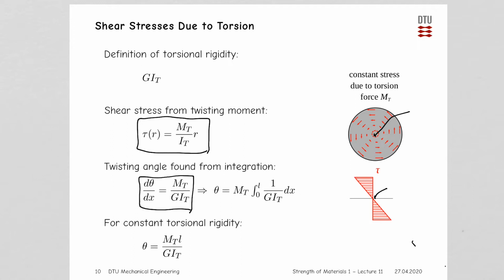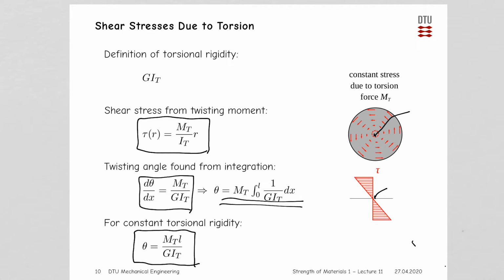This is the general formula that we get here, but often, of course, we have a homogeneous material, so we'll have a homogeneous torsional rigidity. That means we can simplify the integral a lot, and we get this very simple formula for predicting the twisting angle theta. When we apply a certain moment, mt, we have a certain length of our rod, L, and then we have a certain torsional rigidity, G multiplied by IT.